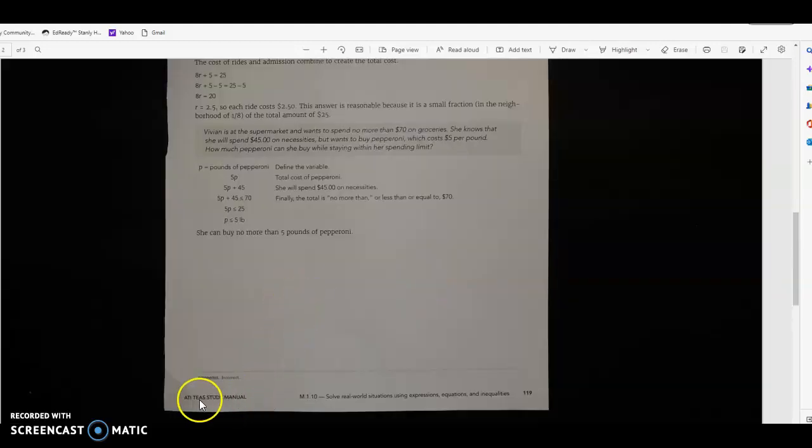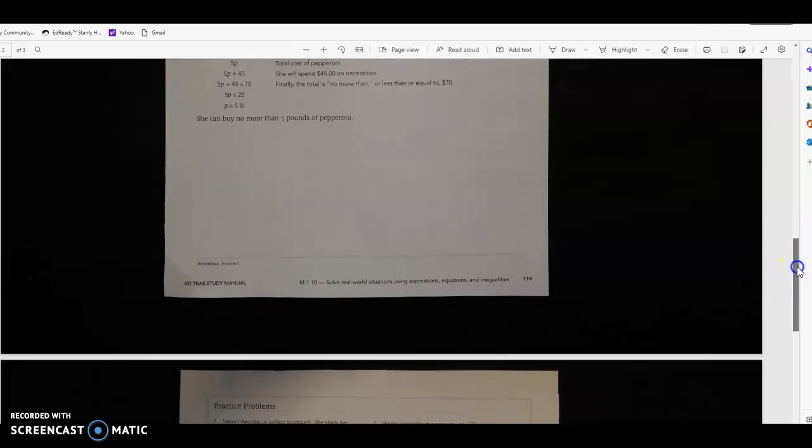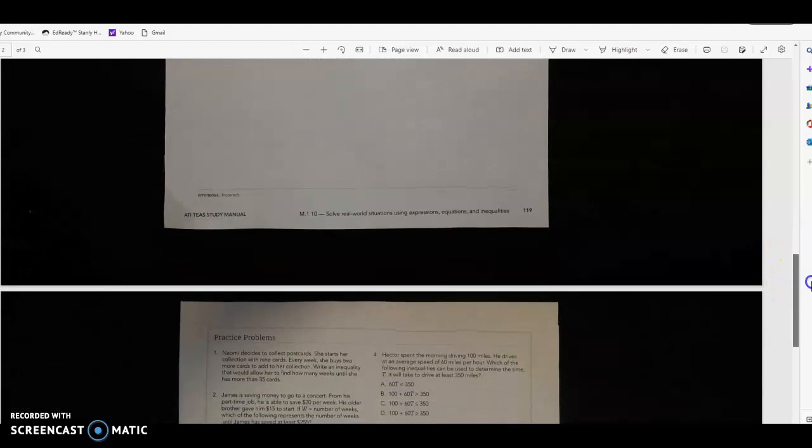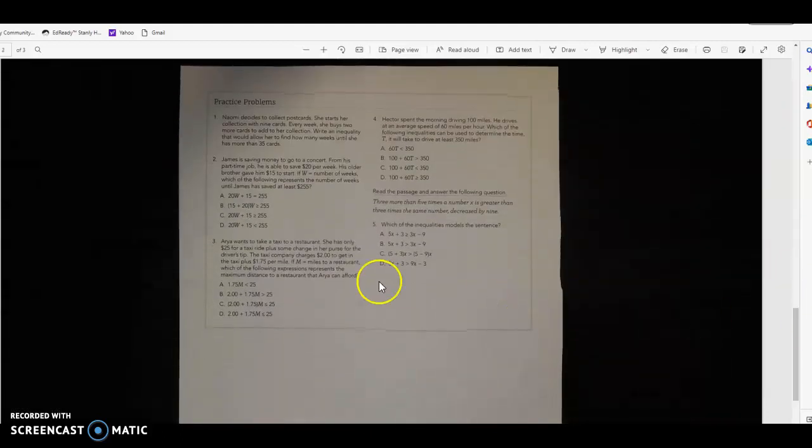Once you read all the pages in your TEAS study manual, then you should be ready for section M.1.10. Then you should be ready to do your practice problems. Most of these are going to be either equations or inequalities. The examples here look like they're all going to be inequalities, so be very careful when you're actually solving the problem to make sure you get it correct. Some of these will make you solve the whole problem. Some of these are just asking you about a particular step once you get it set up. So good luck on this section.